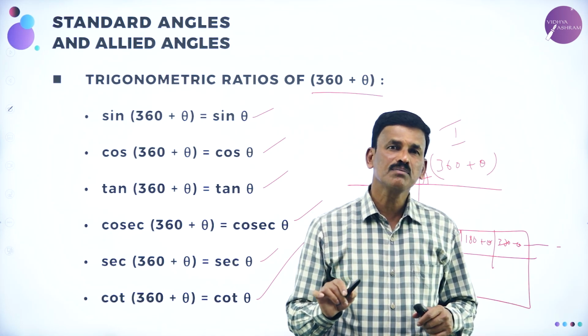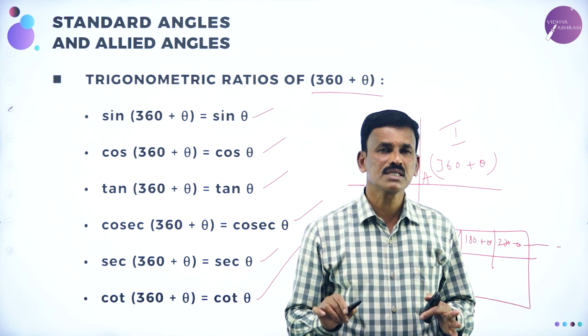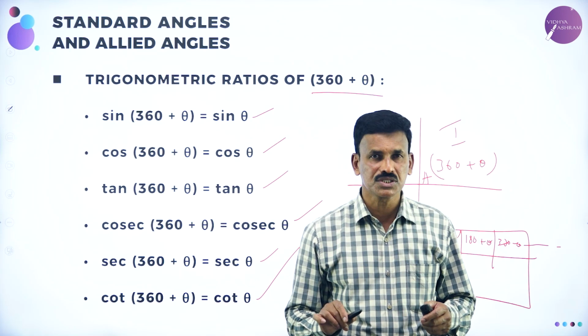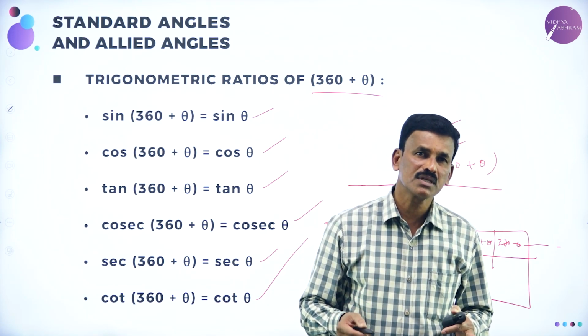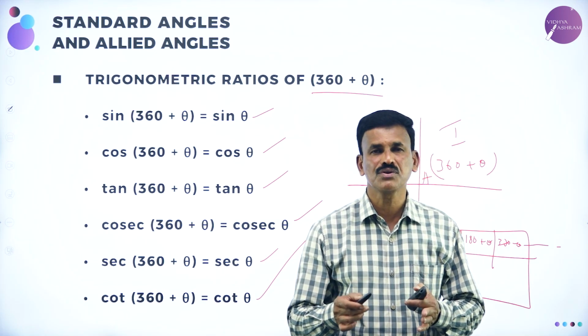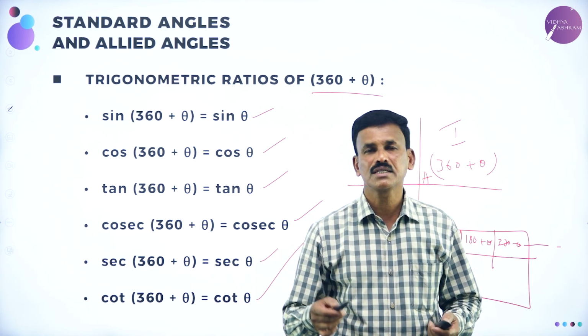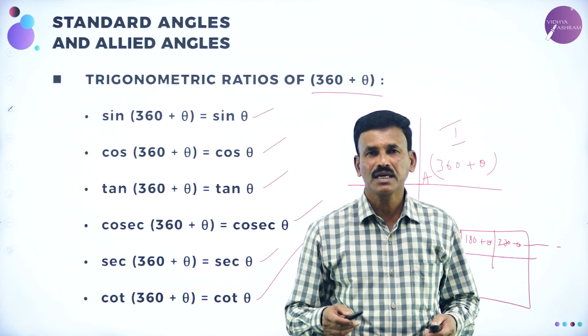Further, for 90 plus or minus theta and 270 plus or minus theta, there is a change. For 180 plus or minus theta and 360 plus or minus theta, there is no change. Once you know this much, you can easily write the ratios for all allied angles.